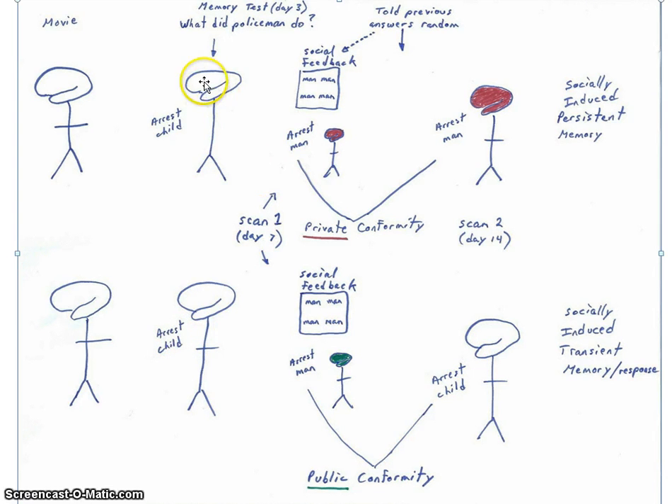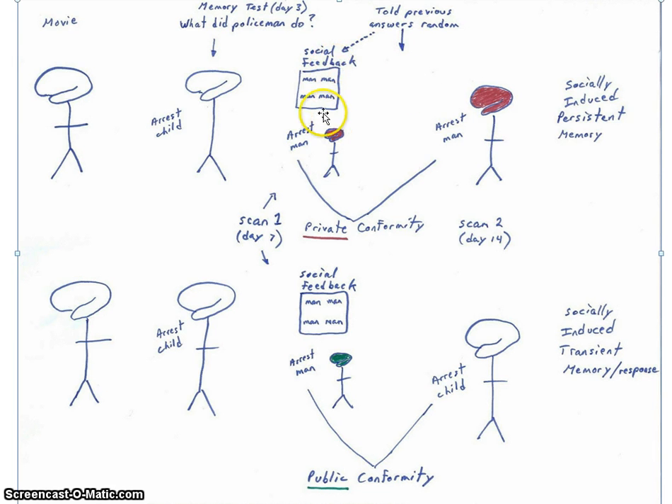That would be in contrast to up here. Here again, the subject says the child was arrested. That's correct. They get in the scanner. They're faced with contrary information from four other individuals. It's possible that some individuals here would be influenced by this. Perhaps because four others are saying a different answer, they might become less confident in their original answer, and maybe they're going to update their memory of the movie.